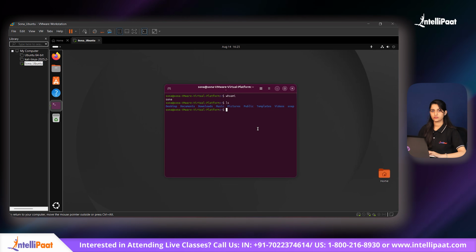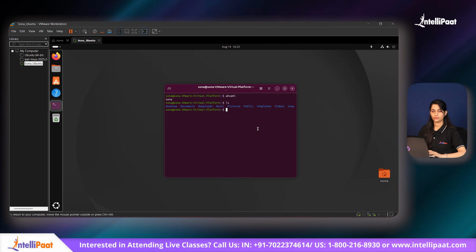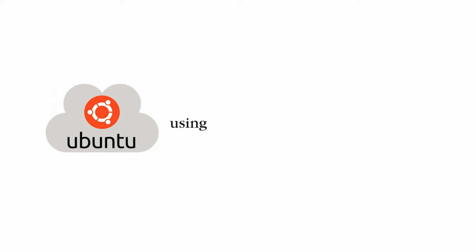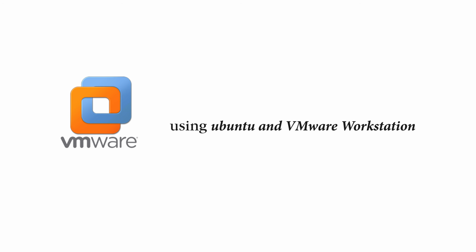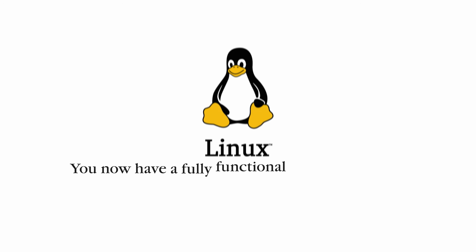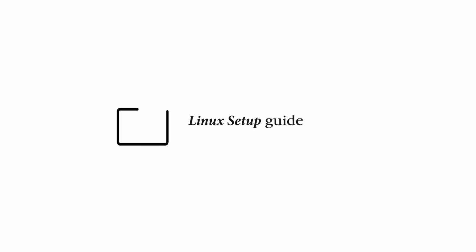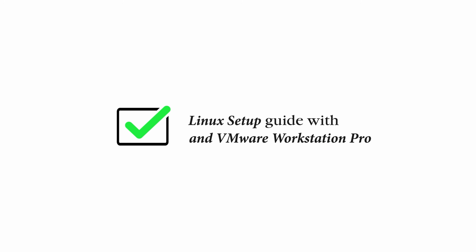So that's how we set up our Linux environment with the help of VMware Workstation Pro plus the Ubuntu ISO file. Okay? And that's it. We have successfully set up our Linux environment using Ubuntu and VMware Workstation Pro. You now have a fully functional Linux environment that you can use to practice commands, work with files, install software, and follow along with the hands-on exercises in our coming Linux full course. With the environment ready, you're all set to start working with Linux. So that was it for the Linux setup guide with Ubuntu and VMware Workstation Pro.